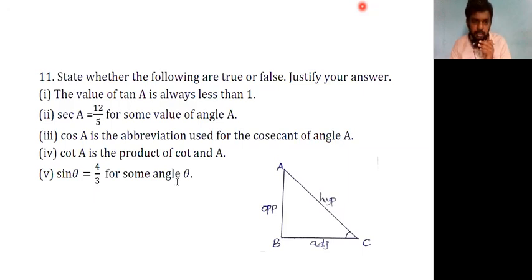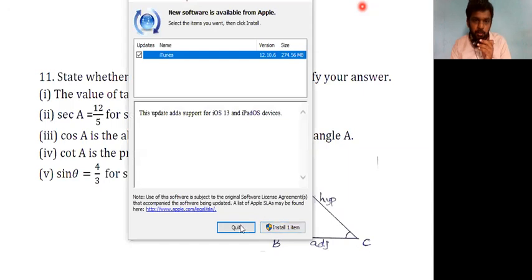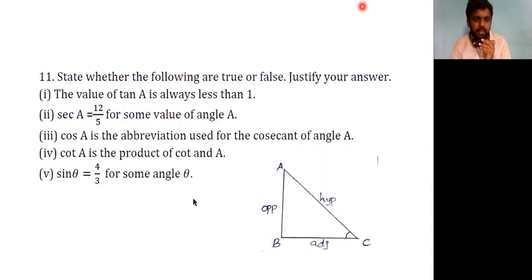Therefore, this is false. Always for sine theta, the numerator will be less than the denominator, and for cos theta also the numerator will be less than the denominator. It can be equal but never greater than the denominator. Both the sides can be equal. So the values of sine and cos angles will always be less than or equal to 1.